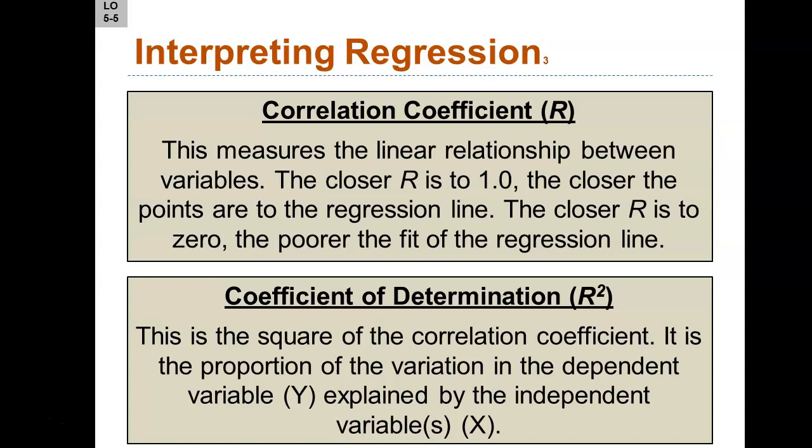If it's closer to 0, that means it's not necessarily related to one another and has a poor, I would say, a less reliable relationship, less strong, a very weak relationship.